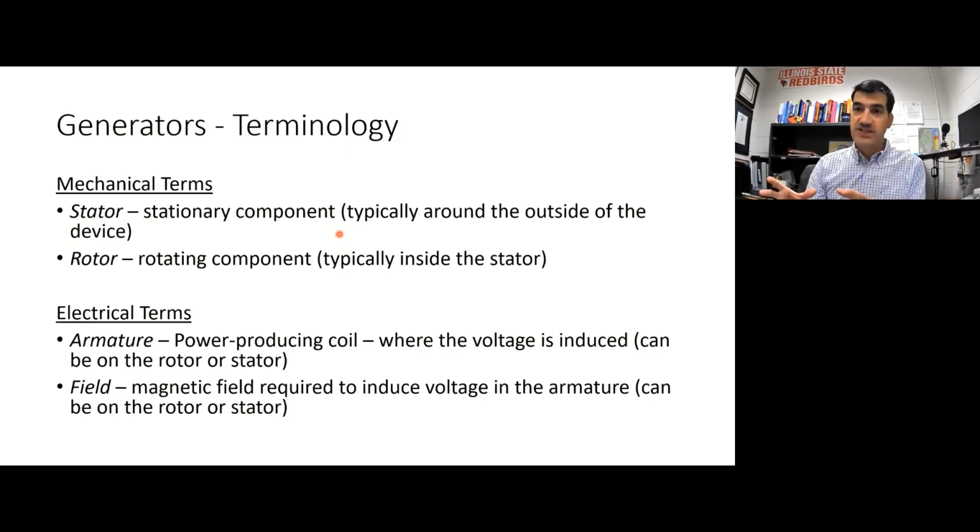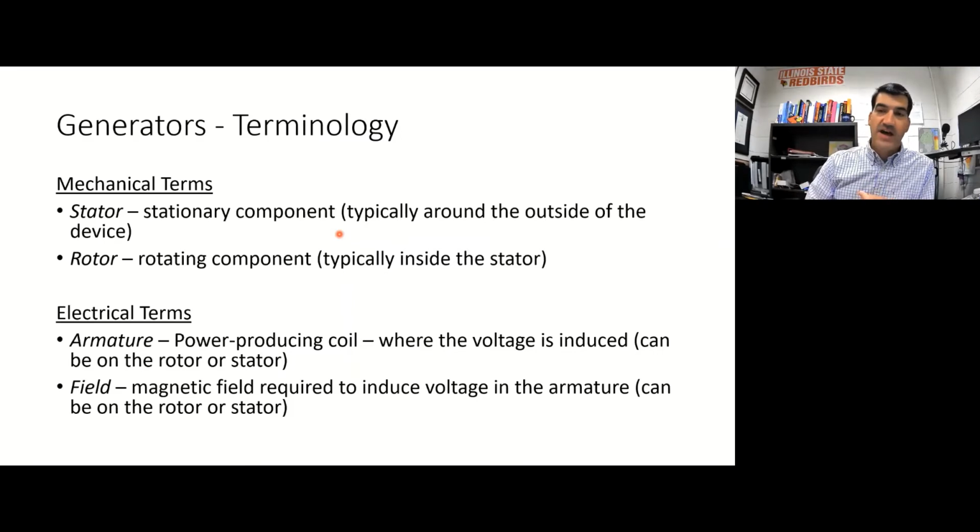Now electrically, there are two different components that are required. First of all, you got to have a magnetic field. And we talked about that as one of the three requirements for generator action, right? You got to have a conductor, you got to have a magnetic field, and you got to have relative motion between them. So one of those things is the magnetic field. So we can just call that the field for short. And then the other thing is the conductor, which we're going to call the armature. So this is the coil of wire where the voltage is induced.